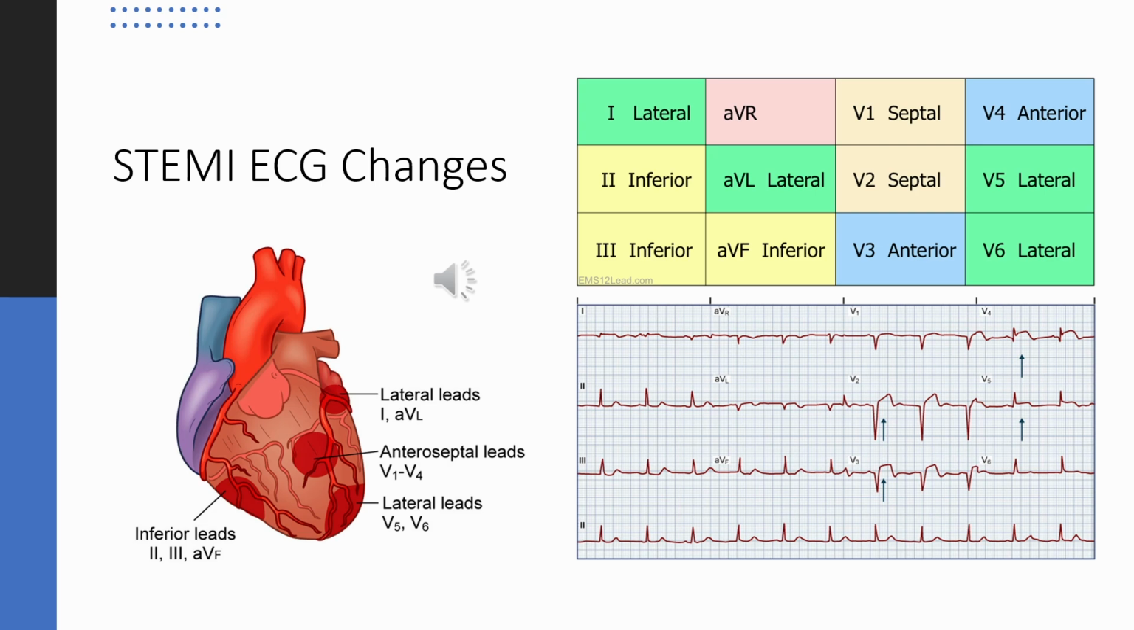So right ventricular MIs are preload dependent, meaning that nitroglycerin is going to be contraindicated because it can cause severe hypotension and cardiovascular collapse.